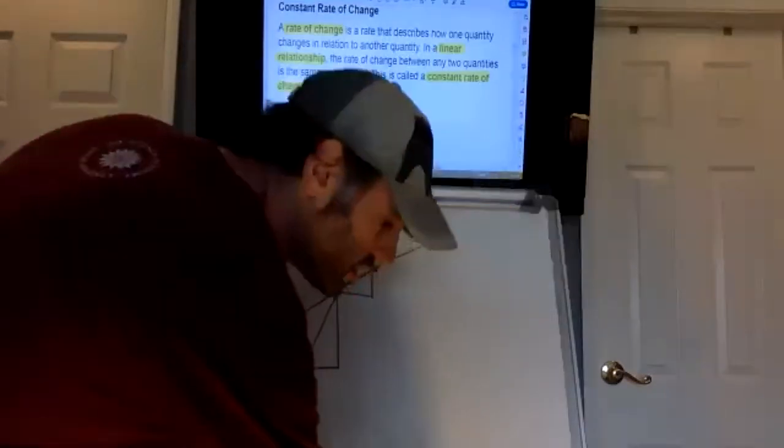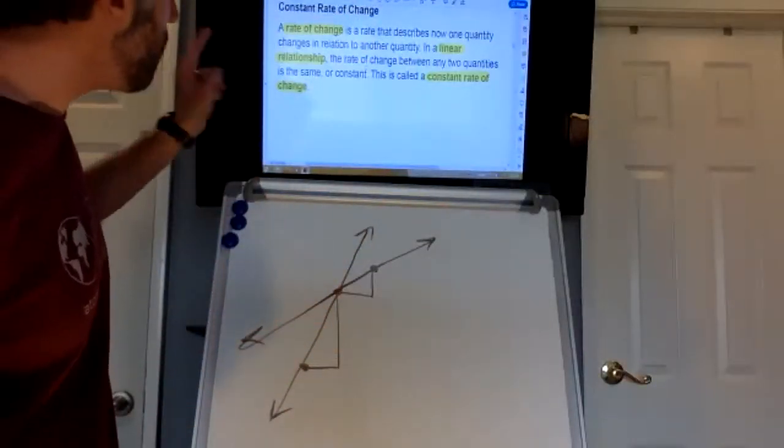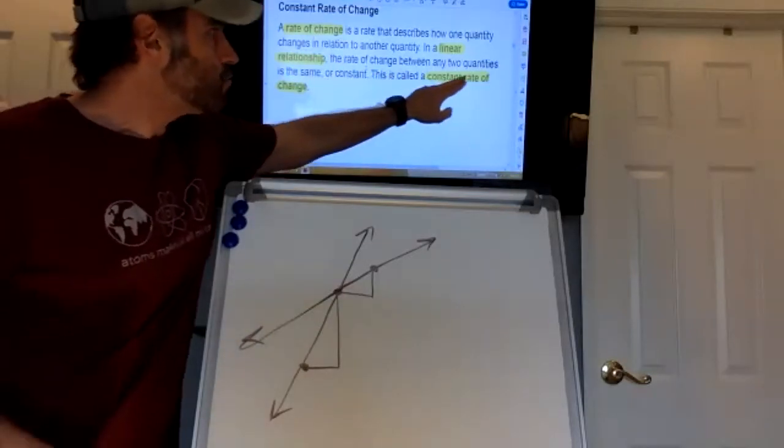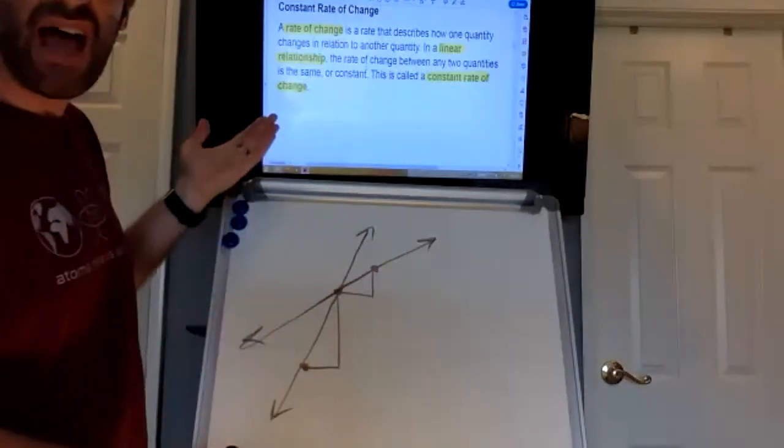Okay, so in order to stay in a line, you can't break the pattern of change. That's why it's going to be a constant rate of change, because it has to stay the same along a line, or else it's not a line anymore.